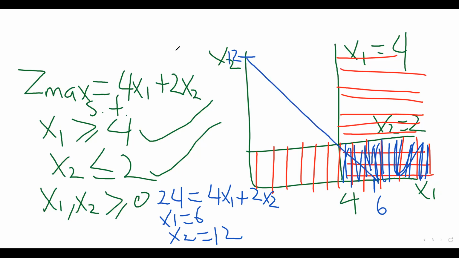Okay. So that is your isoprofit line. I'm going to shift it parallel until it is inside a feasible solution here. But we are talking about what? We are talking about it being tangent to the feasible solution area.